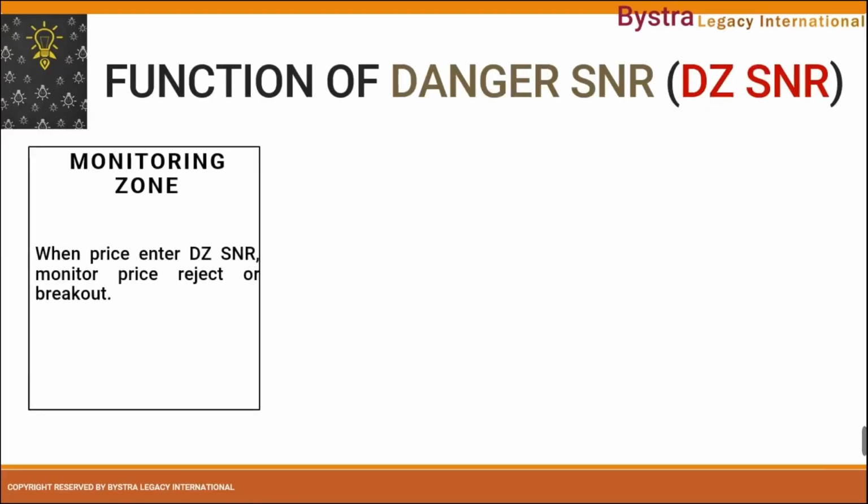Let's look at the main function for Danger Zone SNR. So the first thing about Danger Zone SNR is to monitor the zone. When the price enters the support and resistance danger zone, we have to check whether the price is doing a breakout or the price has rejected from the zone. So it will be the monitoring, either rejection or a breakout.